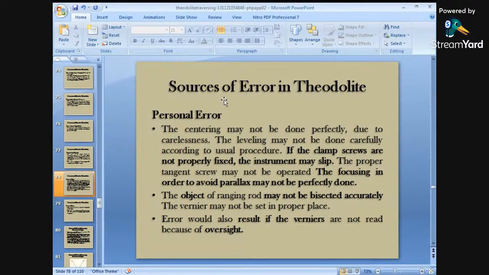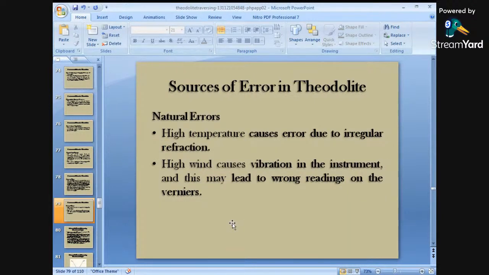After that, there might be some personal errors which may cause error in your readings. While performing the theodolite traversing, you may not have done the centering properly. That may cause an error. The object or ranging rod may not be bisected accurately. That may cause an error. The verniers may not be read properly. If you are taking the reading which is not proper, then it will cause an error to your observations.